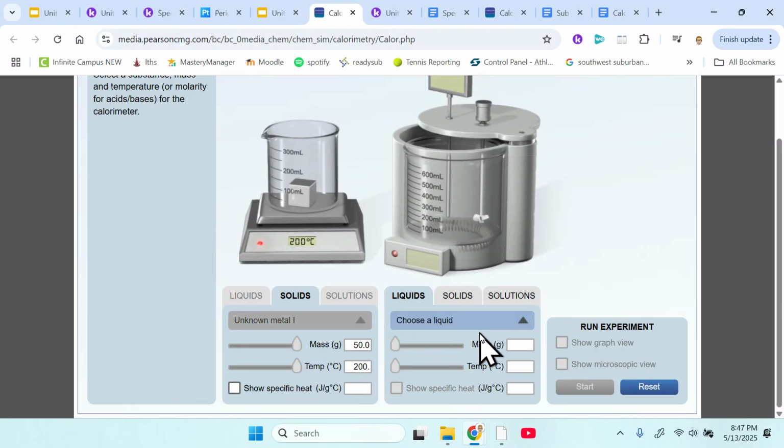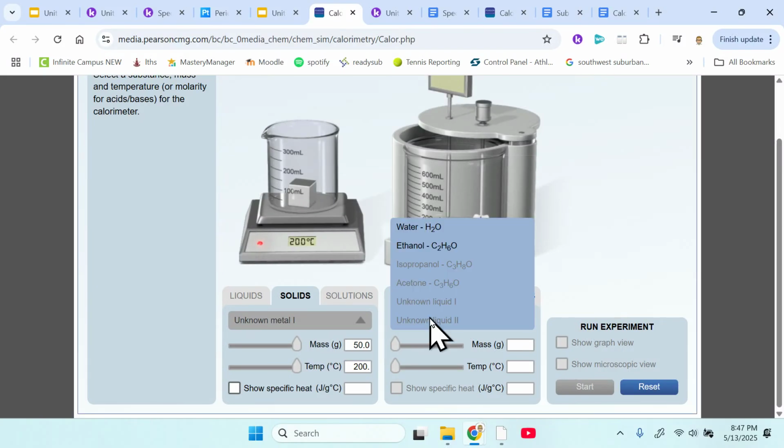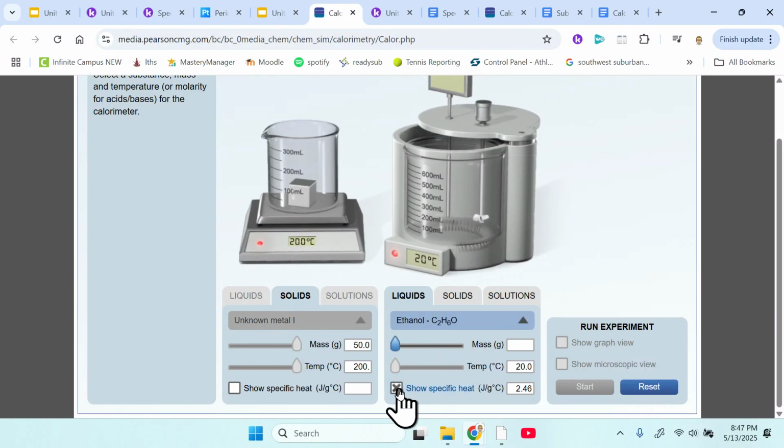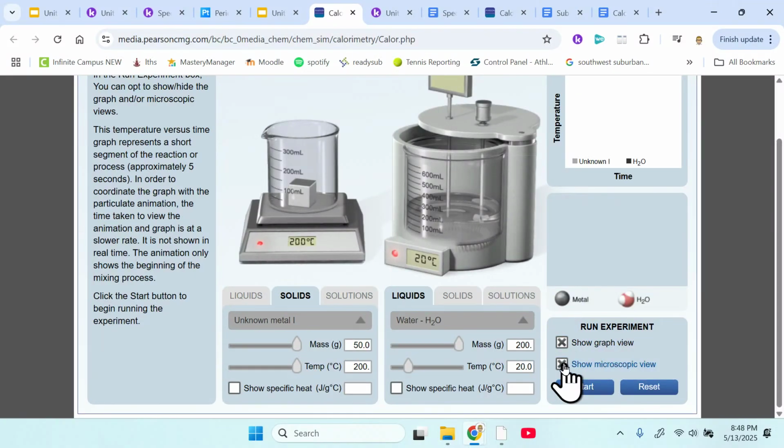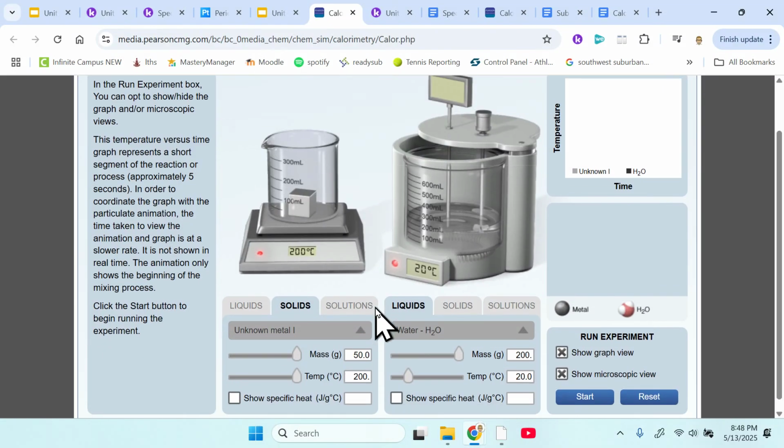And then you want to click over here, liquids, choose a liquid. You can use ethanol if you want, but you know what? I don't know the specific heat capacity of ethanol. So if you did use that, you're then going to have to click show the specific heat value. That one's 2.46. So I'm going to go back and choose water because I have that one memorized. Let's just max out the water and the temperature. You're going to go ahead and click next. And then click show graph, show macroscopic view, and then you can go ahead and run the first trial.